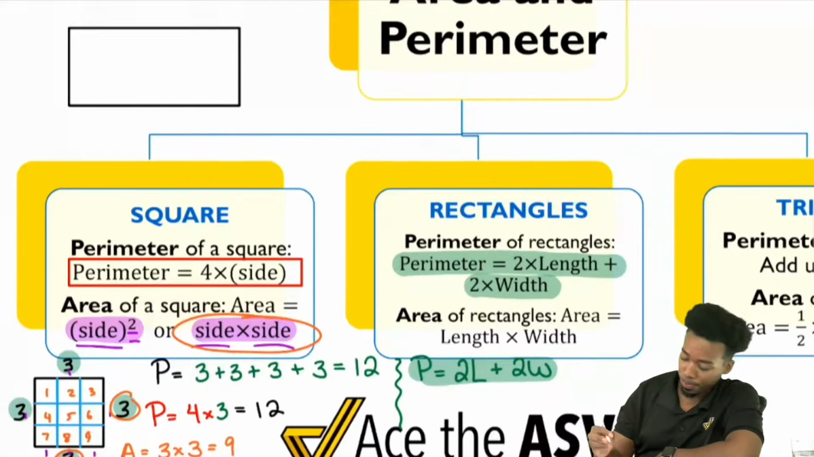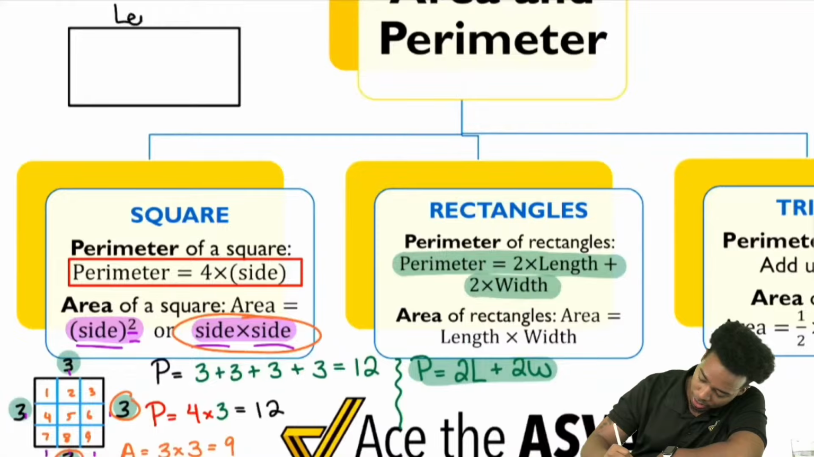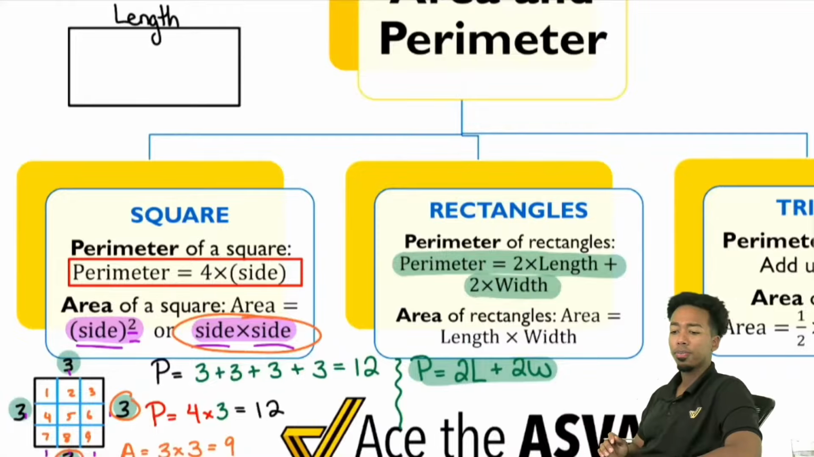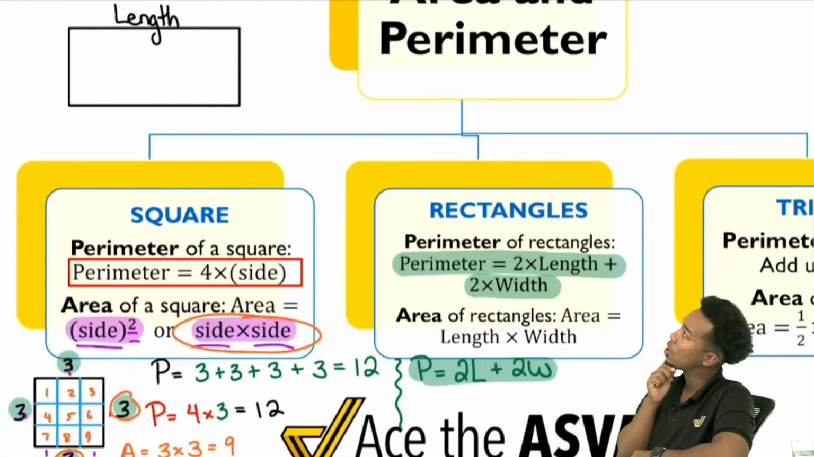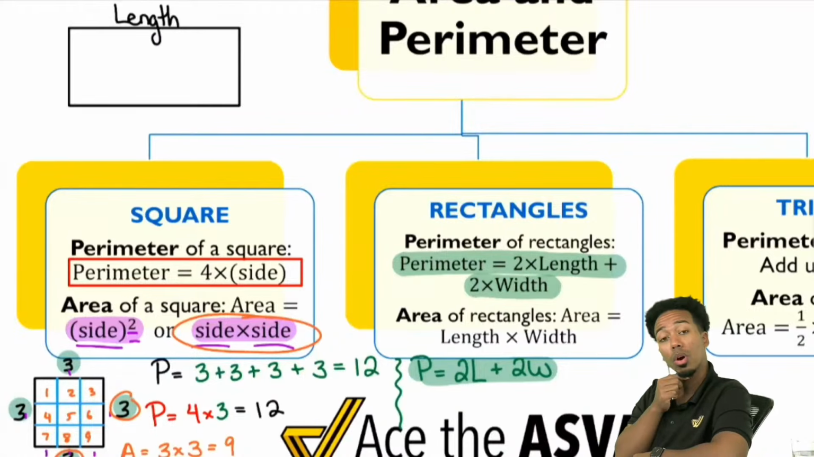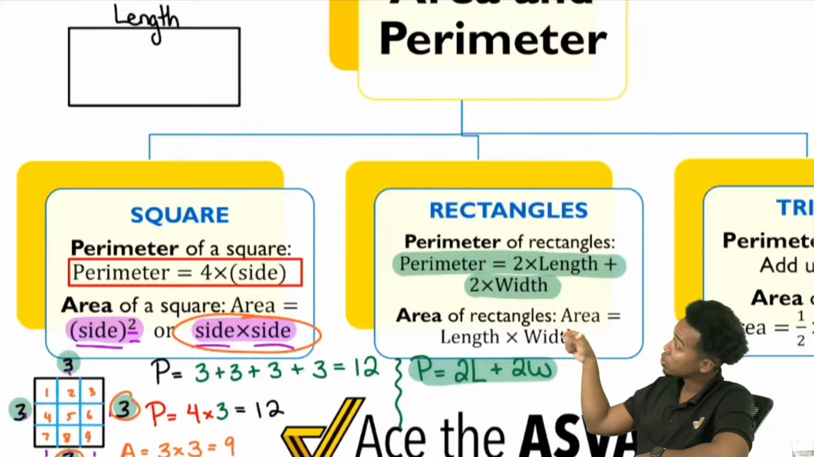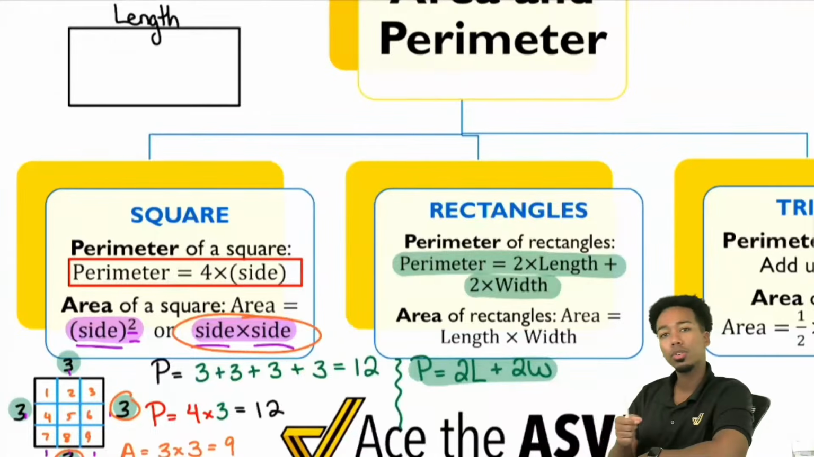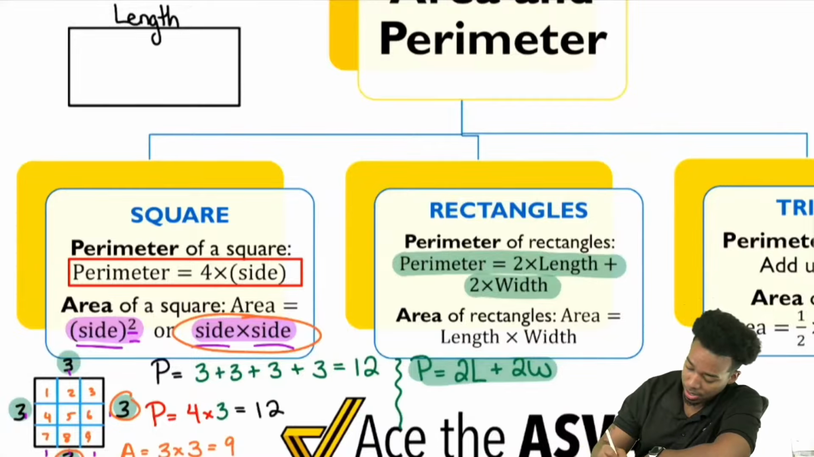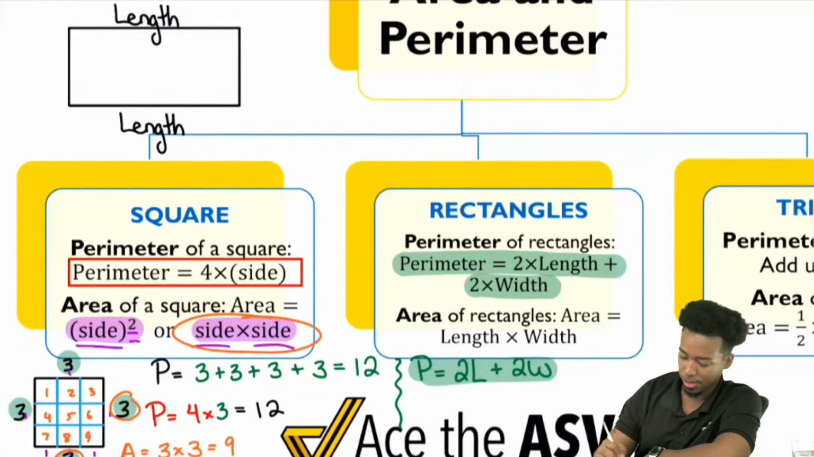So here's what I'm going to do. I'm going to call this the length. And everybody, for a rectangle, if the top of the rectangle we call the length, what else can we call the length? The bottom, right? We can also call the bottom the length. I want to make sure that you understand that the opposite sides of a rectangle are the same. So if the top over here is a length, then the bottom is also the length.